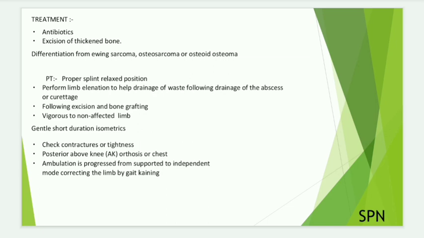Your PT management, you can use a splint to relax the position of your joint, and you can have the limb elevated to help your drainage of waste following your drainage of the abscess or your curettage. Following excision and bone grafting, vigorous exercise to the non-affected limb. You can also use gentle short duration isometrics, check contractions or tightness. You can use posterior above knee orthosis or crutches. Ambulation is progressed from supported to independent mode by correcting your limb in gait training.